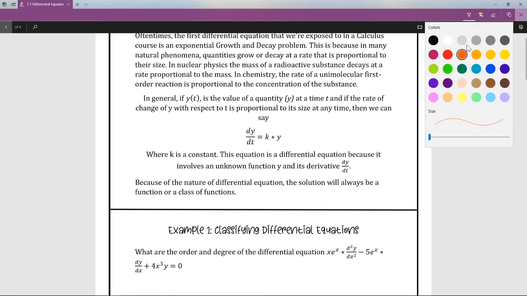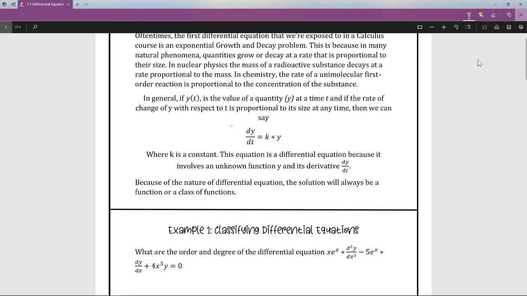Oh, let me choose a pen. You could say that population growth, the change, we want this to be the rate of change, is equal to some constant times your starting population. So this, we don't know it, but this is a differential equation because you have the function y and you have its derivative. So a differential equation is just any function that has a derivative, right?